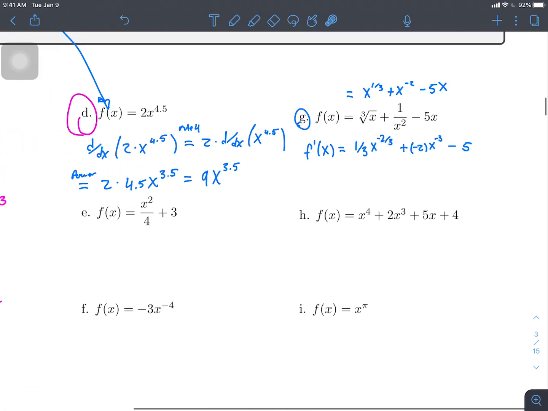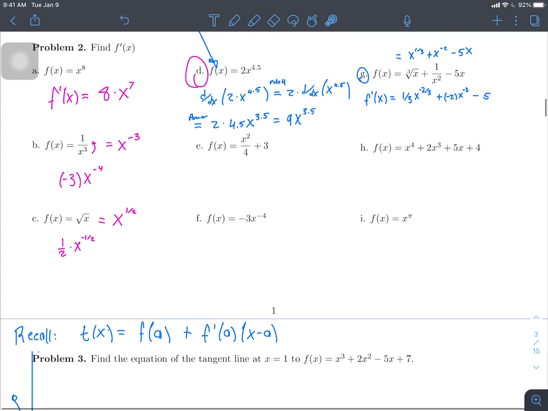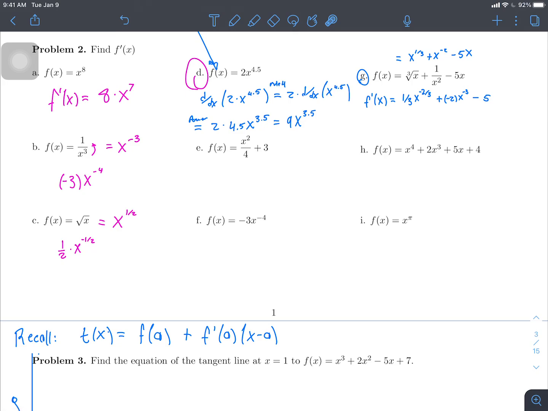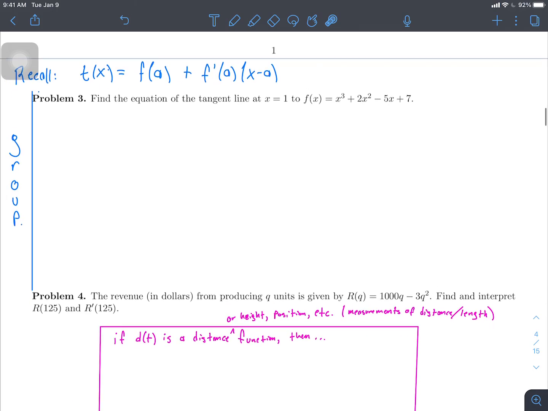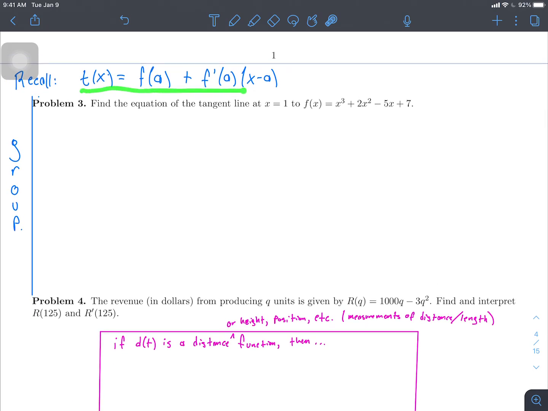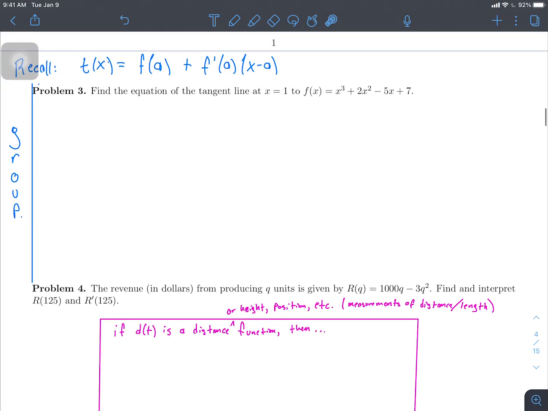Pretty simple. All right, so now let's form our groups here, okay? So try to get into a group with like 3 or 4 people, so you can move your desks around. And we're going to work on problem 3. So I wrote down, just to remind you, that this is the equation to find the tangent line. Let's try to work on finding the equation of the tangent line at x equals 1 for this function. We're going to have to do a lot of steps here, so that's why I chose it as a group problem. So go ahead and form your groups. I'll walk around and help out if people have some questions, and give it a shot.